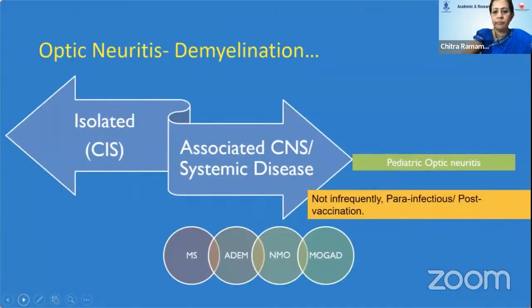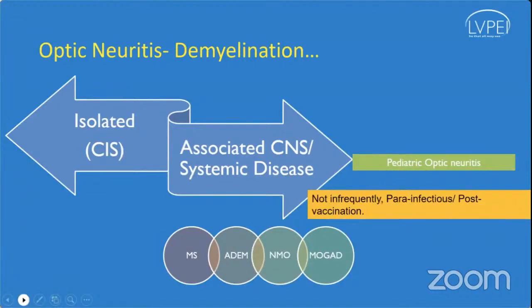So to begin with, optic neuritis most commonly occurs secondary to demyelination. It could be an isolated phenomenon, which we call clinically isolated syndrome, or a part of associated CNS or systemic disease. The most common diseases associated in pediatric optic neuritis are multiple sclerosis, acute disseminated encephalomyelitis, neuromyelitis optica, and MOG-associated demyelinating disorders. Not infrequently in pediatric optic neuritis, it could occur secondary to an infection or vaccination, that is para-infectious or post-vaccination optic neuritis. Therefore, we should also keep these etiologies in our mind.